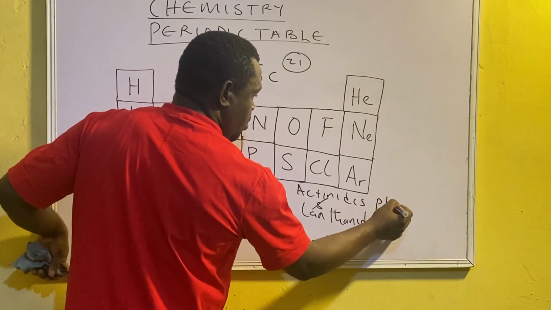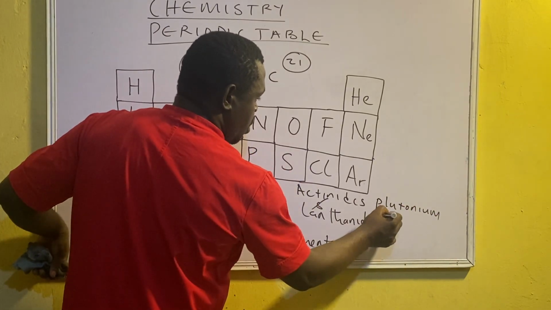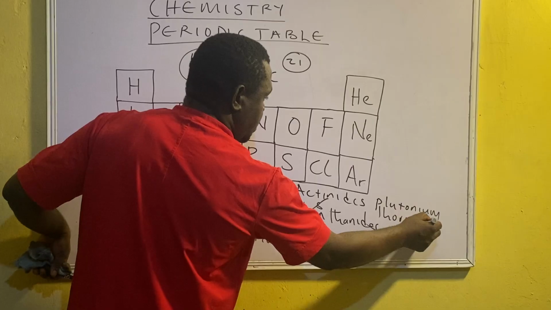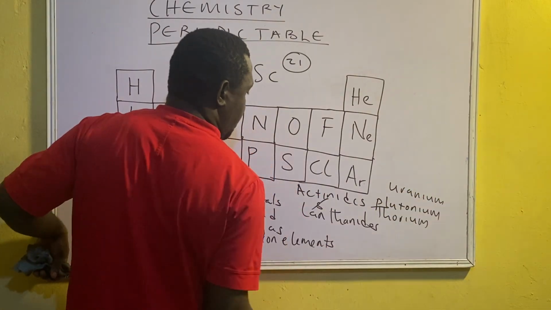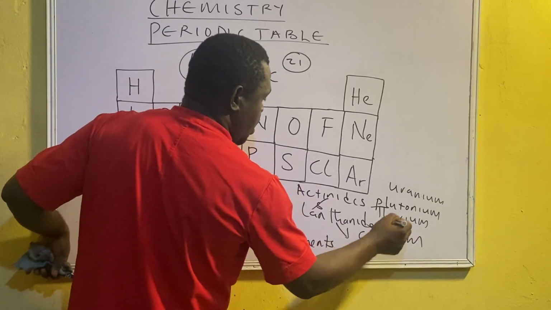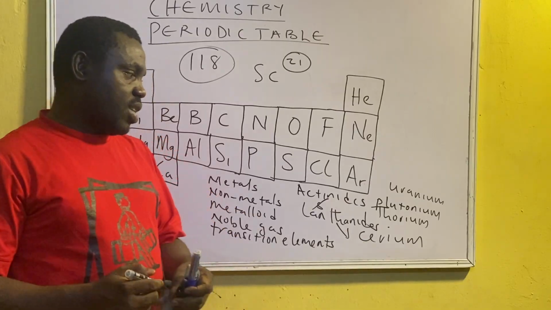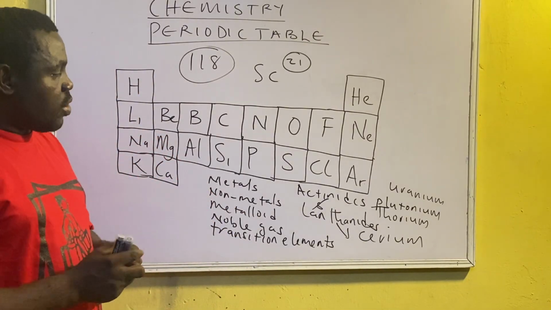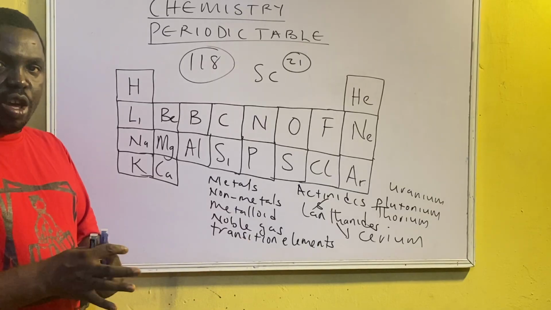Now, we talked about the actinides. Plutonium is a classic example of that, thorium is an example, and even your popular uranium is an example of an actinide. For the lanthanides, lanthanide begins with cerium. So it is important you know all of these examples as I've stated them.